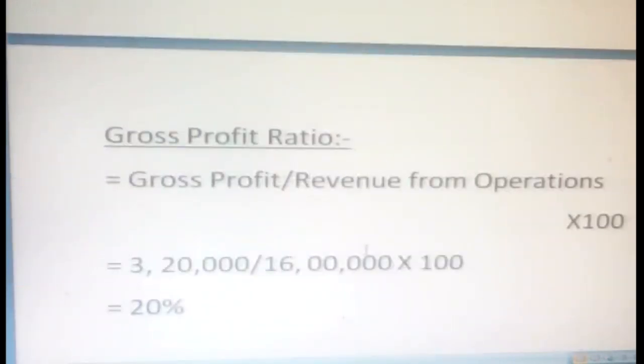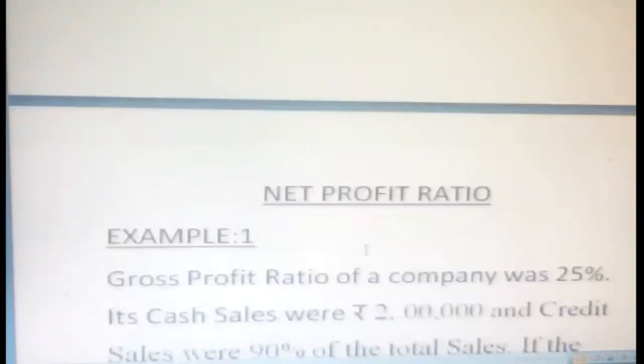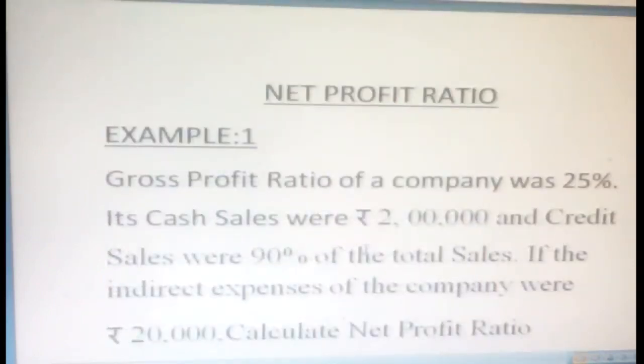Now apply the formula: gross profit ratio is gross profit divided by revenue from operations into 100. So 3 lakh 20,000 divided by 16 lakhs into 100 gives 20%. Okay, that's our gross profit ratio. Now moving forward, net profit ratio. How to calculate net profit ratio?